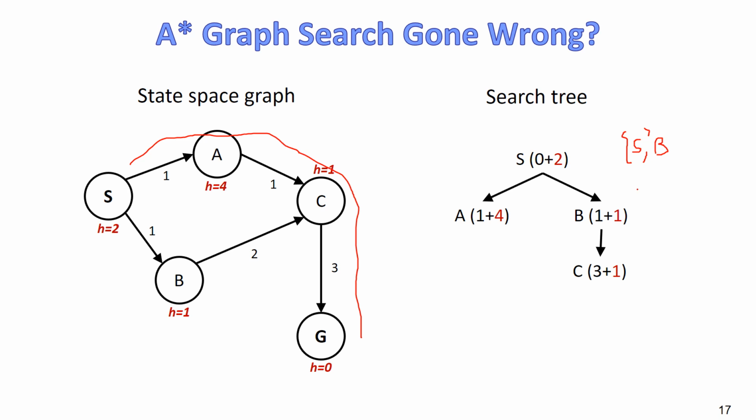But before we expand C, because we are doing graph search now, we should check the closed set. So is C in the closed set now? No, the closed set is S and B. Okay, so the closed set only has the ones that were expanded before. We didn't expand C yet, so C is not there, so we'll expand it. And now we add it to the closed set. After we expand it or before, whatever, once we get it out of the fringe, we will add it to the closed set.